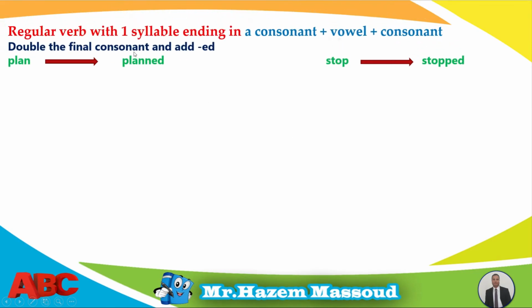For regular verbs with one syllable ending in a consonant plus a vowel plus consonant, I double the final consonant and add ed. For example, plan, planned. So I double the last consonant letter and add ed. Stop, stopped.